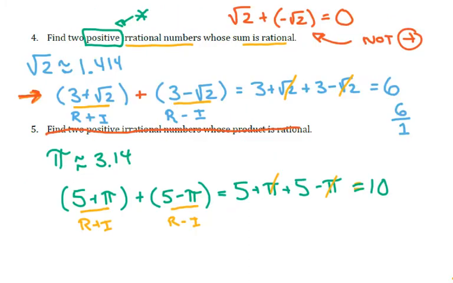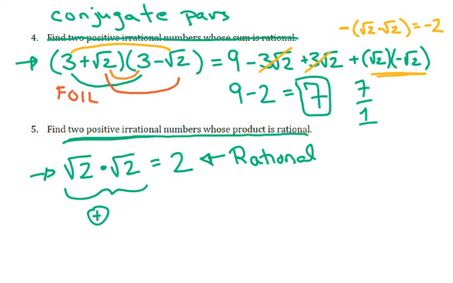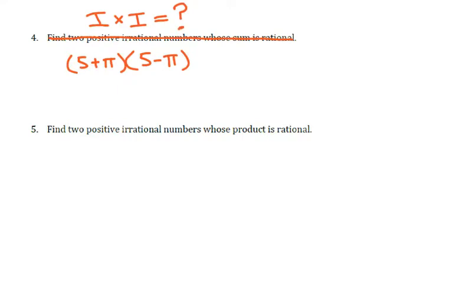Now, these two numbers over here, when you multiply them together, what's going to happen? Well, why don't we look at that? If we take 5 plus pi and multiply it times 5 minus pi, this is irrational times irrational. Remember, we can't always predict the outcome. We have to look at it on a case-by-case basis. So this time, if we do FOIL, something different is going to happen.